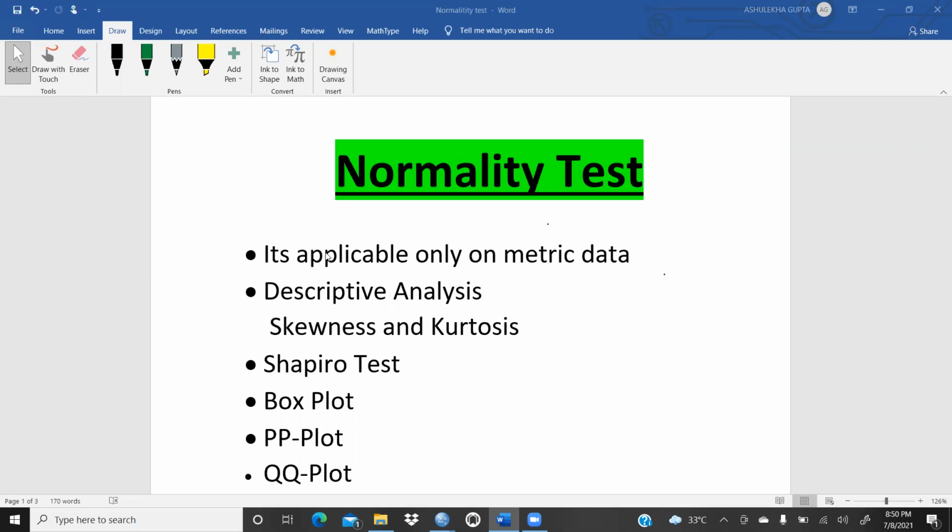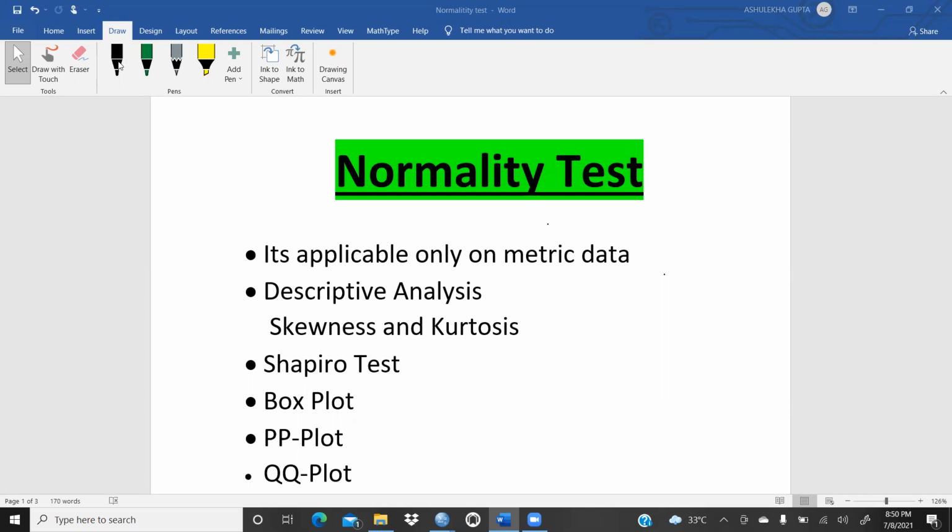The most important requirement for a normality test is that the data should be metric. It is not applicable on categorical data or non-metric data. Data should be collected on the ratio scale so that the normality test is possible.